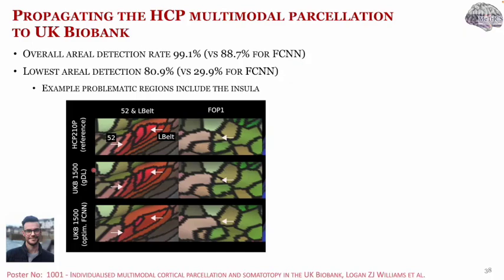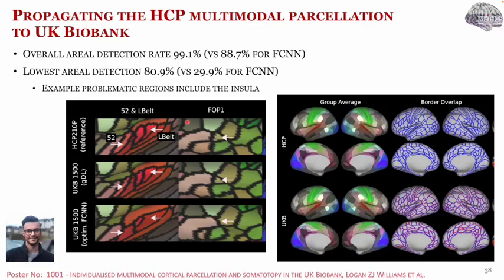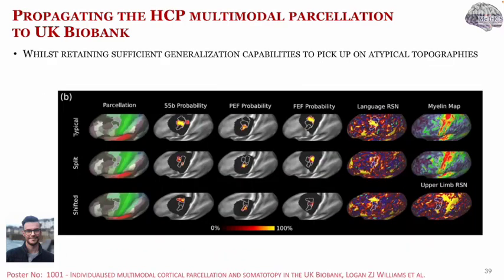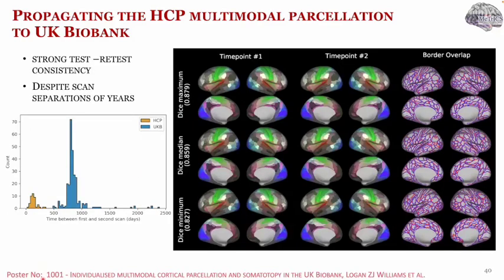such that the group average UK Biobank parcellation is now really closely resembling that of the group average HCP parcellation, and that was true across the entire brain. However, importantly, this is not because the network is assigning a group average parcellation to all individuals, because we are still seeing significant residual intersubject variability, including evidence that the model is still able to capture atypical topographies of 55B, as well as generating parcellations which are largely consistent over time, despite the effects of healthy aging which occur over the relatively large time intervals that occur between the repeat scans collected by the biobank.